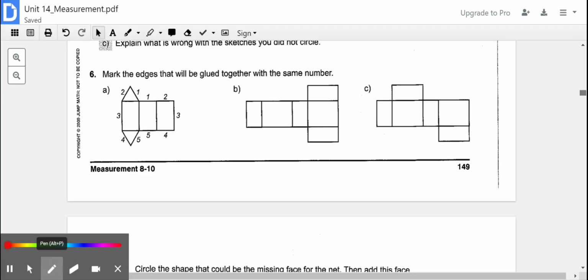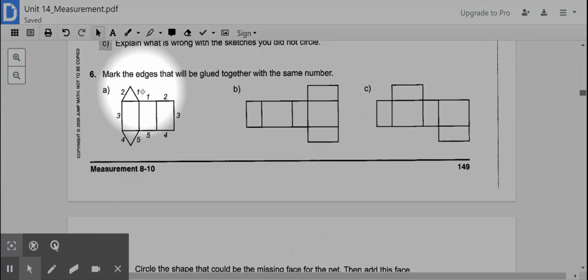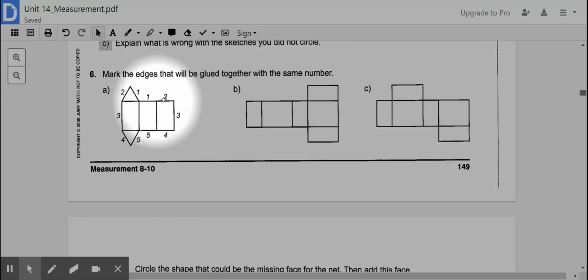Number 6 says, mark the edges that will be glued together with the same number. So if you were to assemble these nets, which side would go with which side is what they're asking. They've done A as an example, checking out A. They can say, well, these 2 nets, if I was folding it together, I'd fold along this dotted line and these would be connected. Okay? And then this one would fold over the top, so this side and this side are connected. This edge and this edge are the same. This edge and this edge are the same. And this edge and this edge are the same. Just put the numbers for B and C in there.